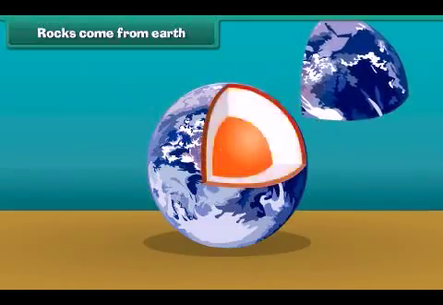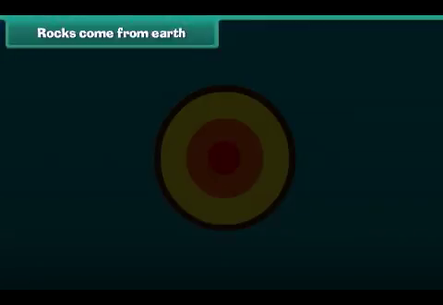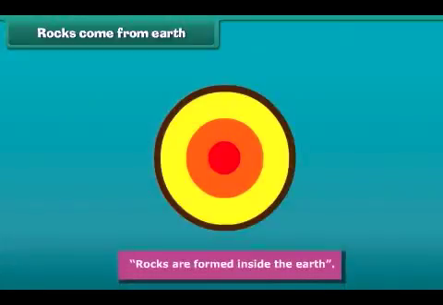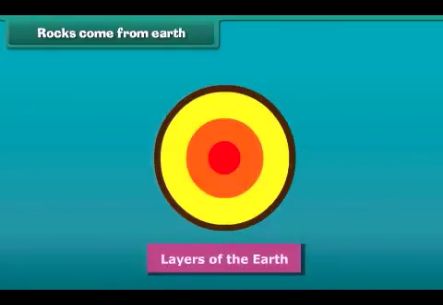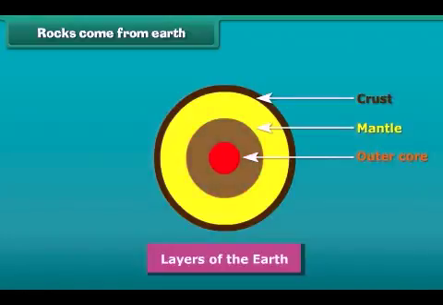All rocks come from earth, and all three layers of earth are made up of rocks. So we can say that rocks are formed inside the earth. The outermost layer of the earth is called the crust, which is formed by solid rocks and soil. The middle and innermost layers are known as the mantle and the core respectively. The mantle and outer core are very hot due to high temperature, so rocks are found beneath in melted form. In the inner core, rocks are solid due to high pressure.